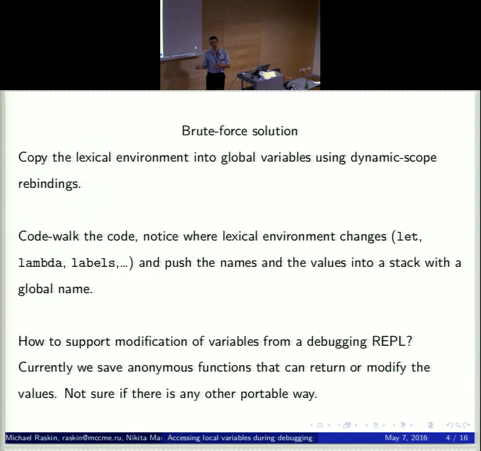But if you enter a labels form, you expect to get some new local functions. Maybe it's a trivial labels form that doesn't declare any local functions, but then, well, it's a rare event. Usually it does declare something. Or if you enter a let form, you also expect to get some new entries in your list of local variables. And then you just push the names and the values onto a special stack that you declare as a global variable. And I don't think any implementation would risk optimizing away an entire global variable with all its data.